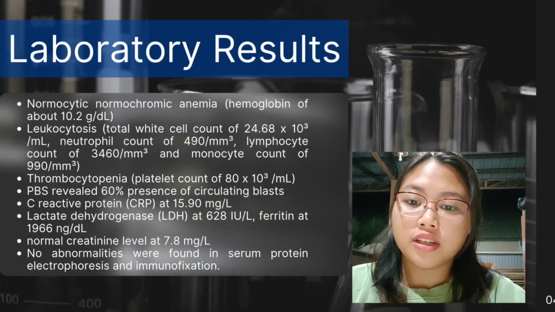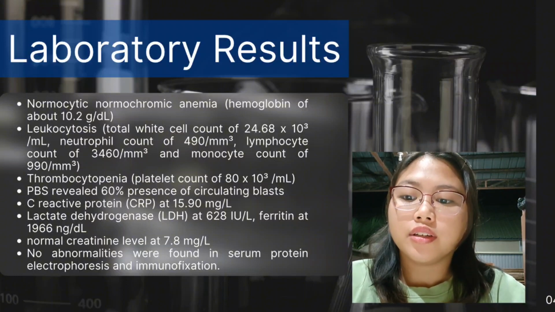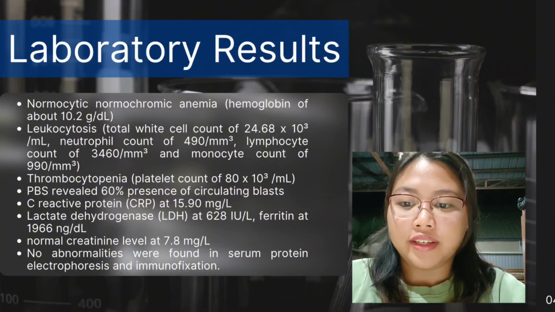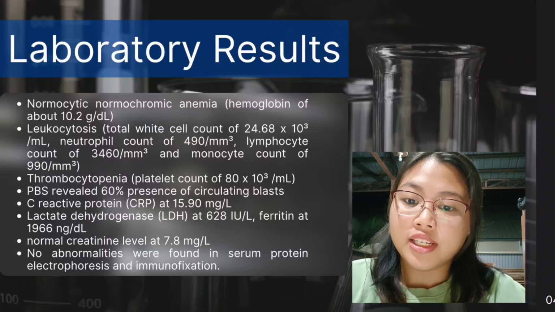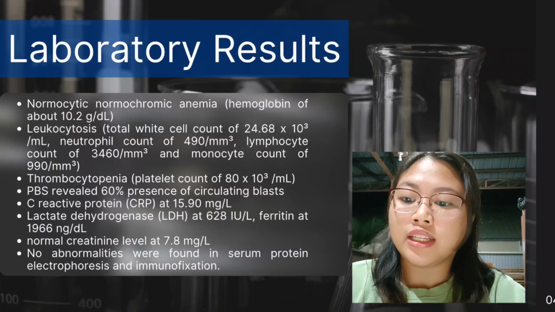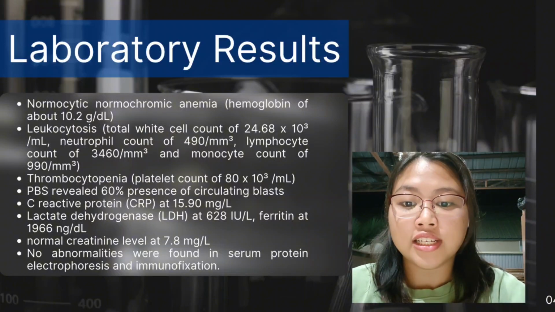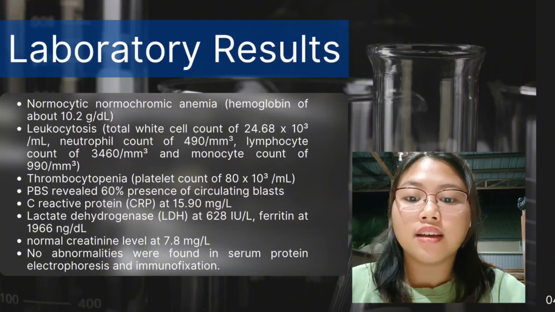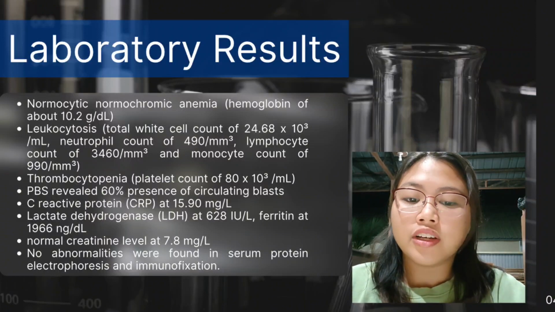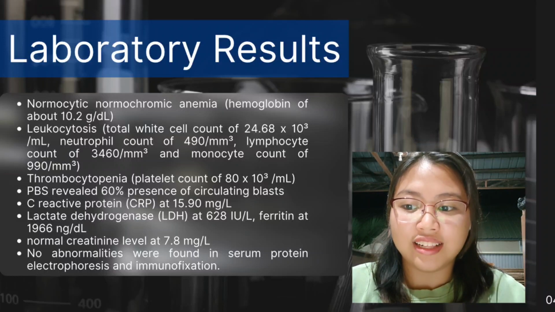Initial laboratory results are as follows: normocytic normochromic anemia, leukocytosis, and thrombocytopenia. PBS revealed 60% presence of circulating blasts, C-reactive protein at 15.90 mg per L, lactate dehydrogenase at 628 IU per liter, ferritin at 1966 mg per dL, and a normal creatinine level.